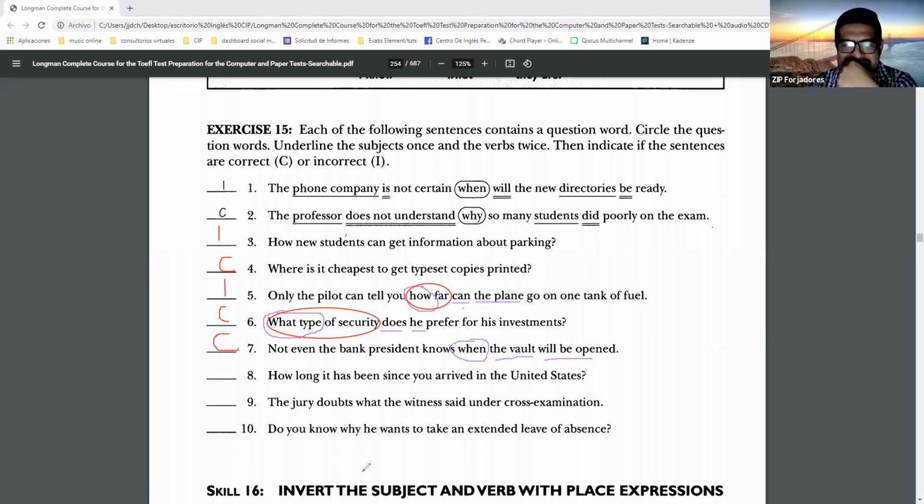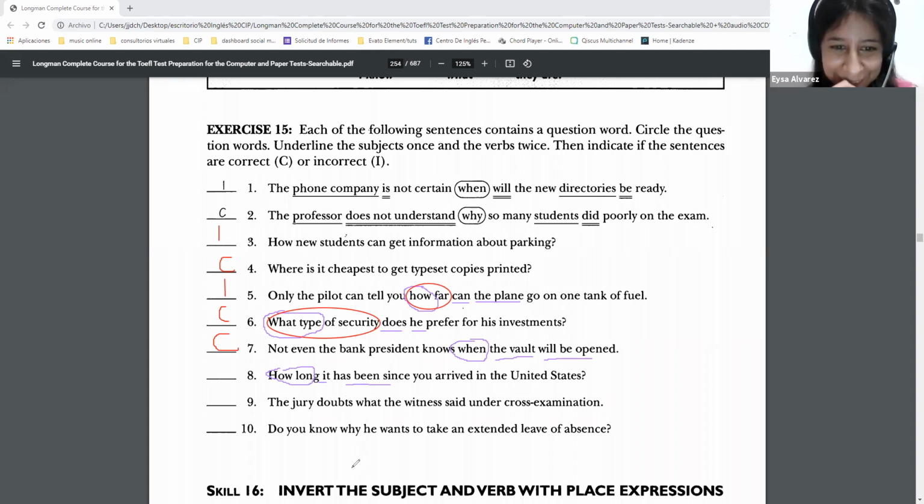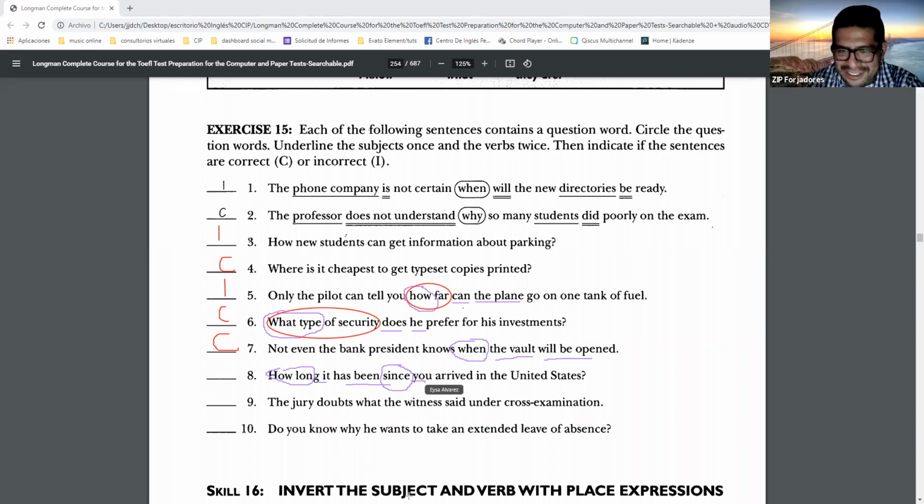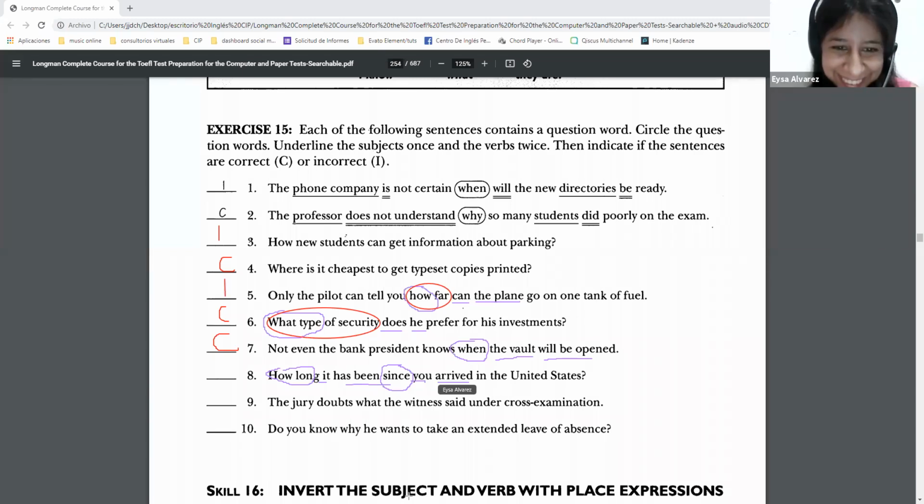And the next one is a question. That's right. How long is the WH question in that case? Then we have it, and then the action has been. So I'm going to say that there is another connector, since. Yes, very good. So there is another subject, another verb, you arrive. Excellent. Okay. Very good. Okay, this one is correct.